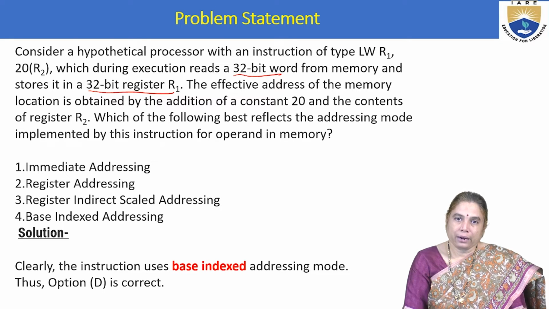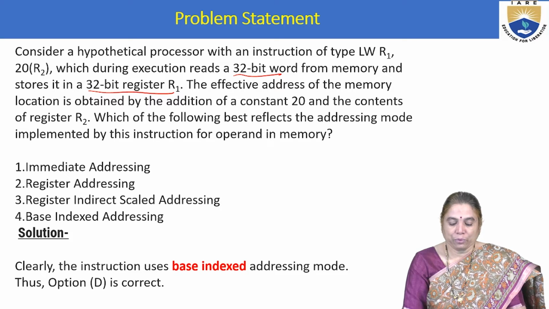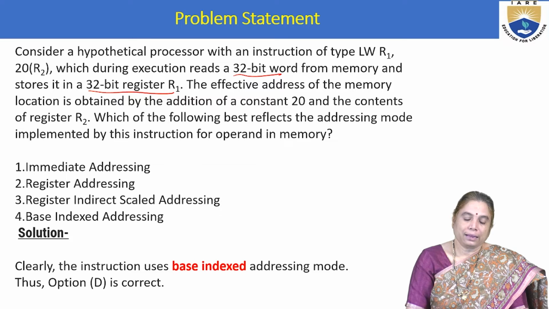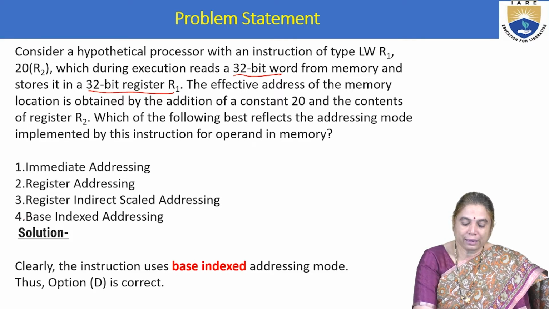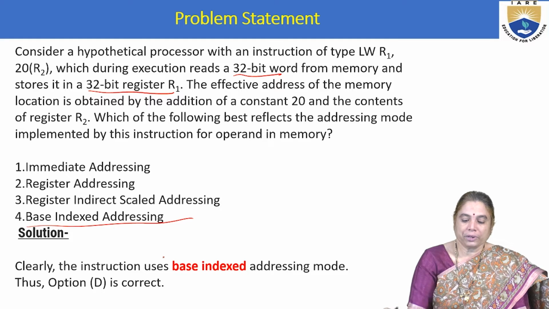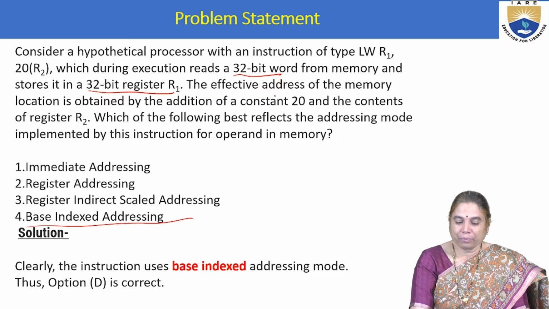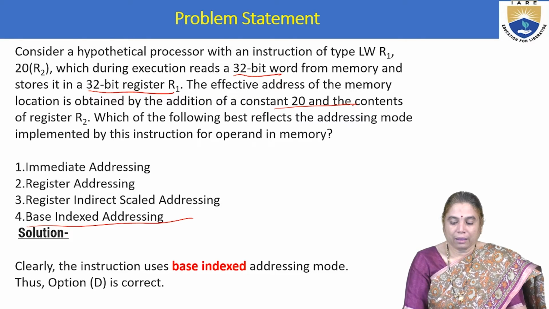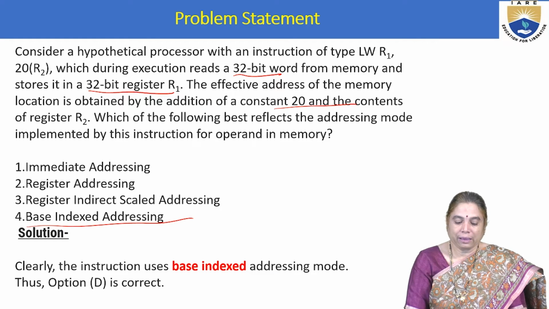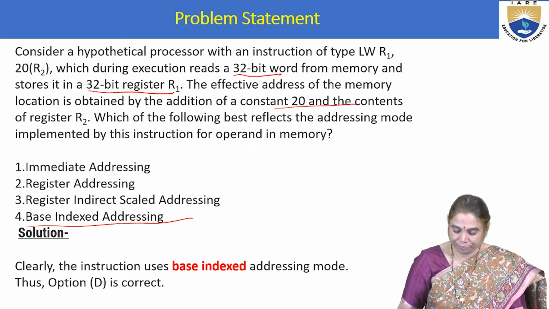First one, immediate addressing. Second one, register addressing. Third one, register indirect scaled addressing. Fourth one, base indexed addressing. So here the base register value is used for indexing. So clearly the instruction uses the base indexed addressing mode. So option D is the answer. So here, from the base register, the register R2 is used. So it is a base indexed addressing mode.